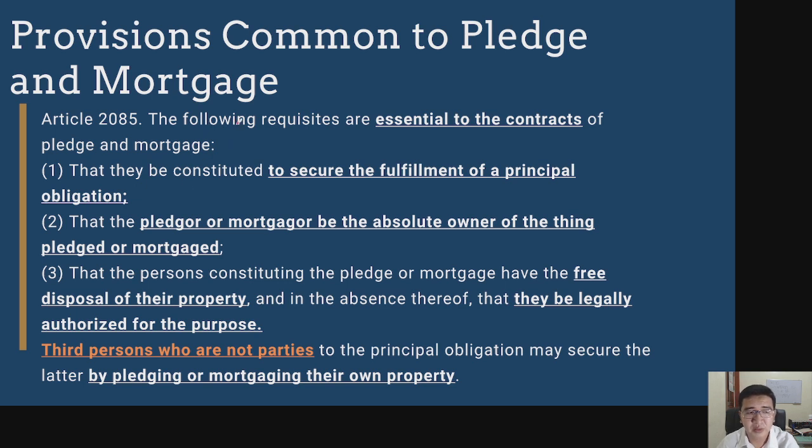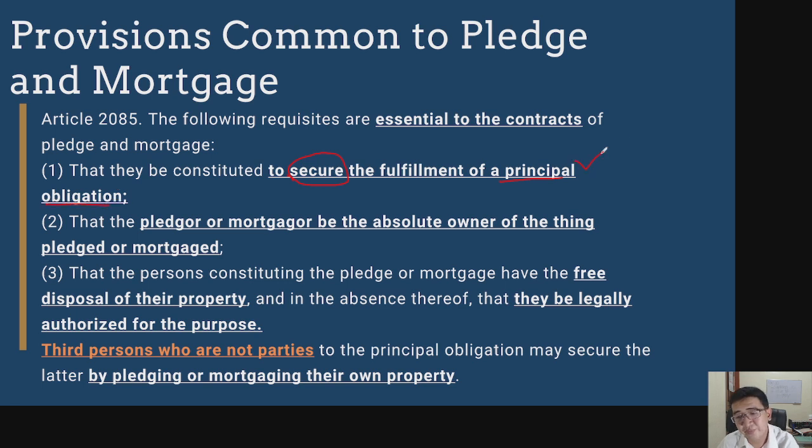So our chapter 1 begins with Article 2085, which states that the following requisites are essential to the contracts of pledge and mortgage. These are the essential requisites in a pledge or in a mortgage contract. So hitting two birds with one stone tayo ngayon. So the first requisite is that they be constituted to secure the fulfillment of a principal obligation.